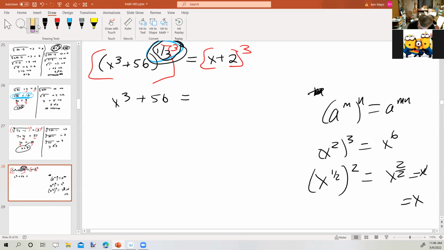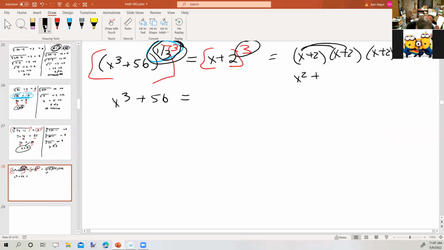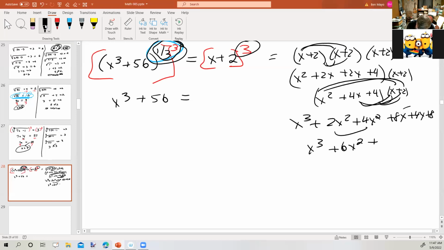Yes. Okay. Now on the right side, I've got a mess here. I'm going to need some room, so I'm going to erase all this stuff here. We've got x plus 2 times x plus 2 times x plus 2, because we've got 3 factors of x plus 2. Okay. So I'm going to FOIL together the first two, x squared plus 2x plus 2x plus 4, which is x squared plus 4x plus 4 times x plus 2, and then foiling x cubed plus 2x squared plus 4x squared plus 8x plus 4x plus 8, which is x cubed plus 6x squared plus 12x plus 8. And that's all going to go over here.